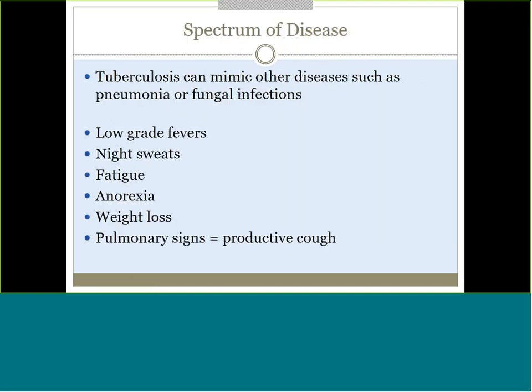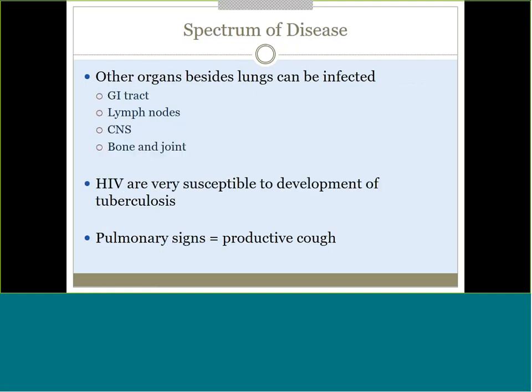The disease of tuberculosis does start in the lung. It mimics a lot of different lung infections like pneumonia or a fungal lung infection. Along with that go night sweats, fatigue, weight loss, and of course the productive cough with sputum. That's the part that really mimics the other lung infections as well.